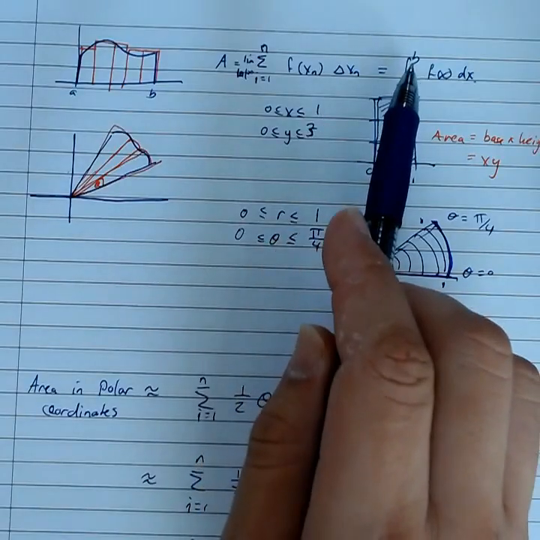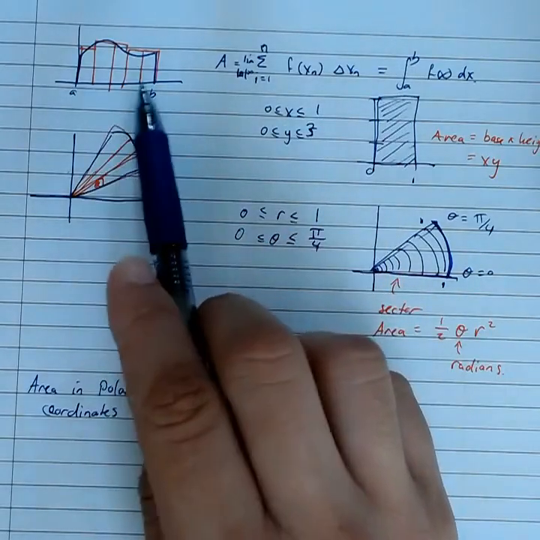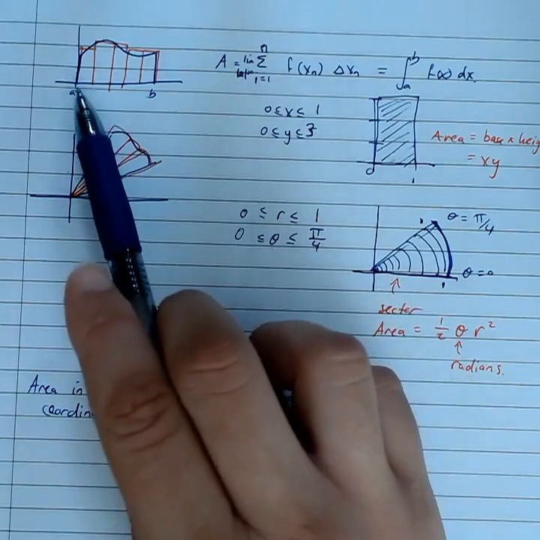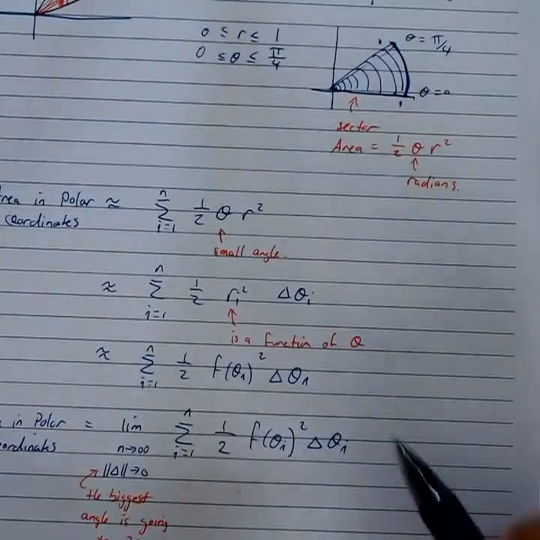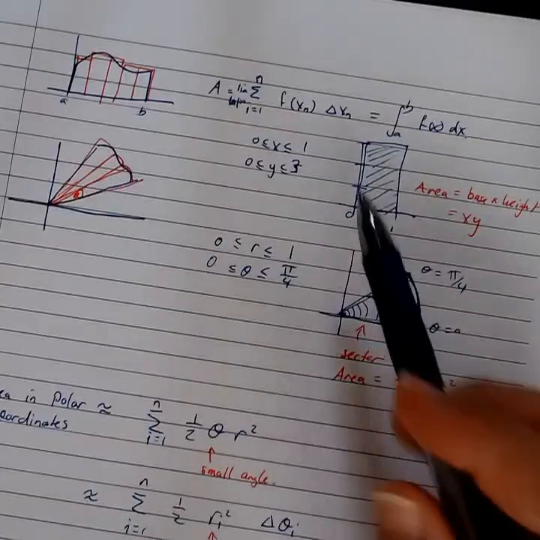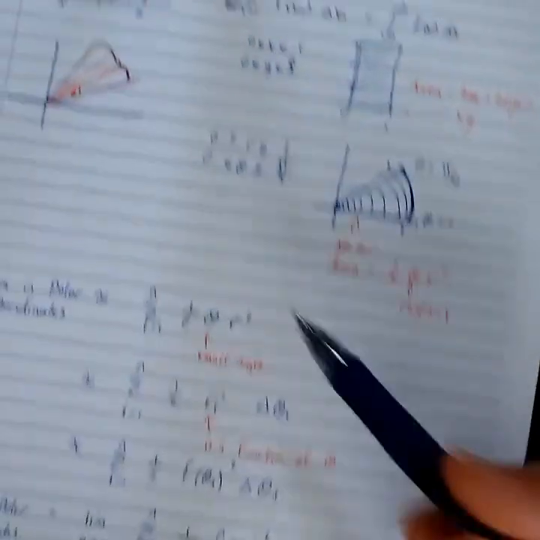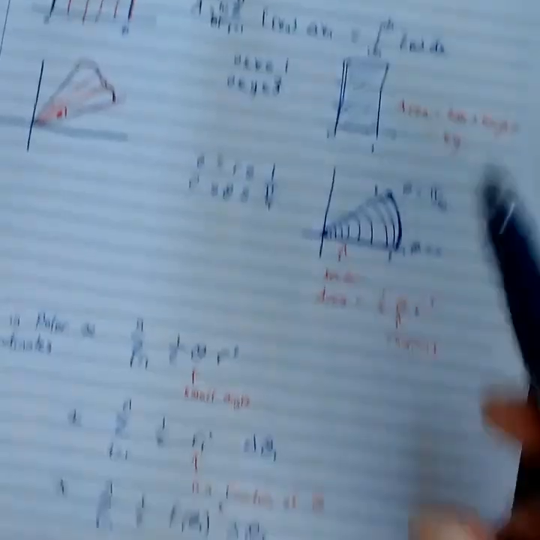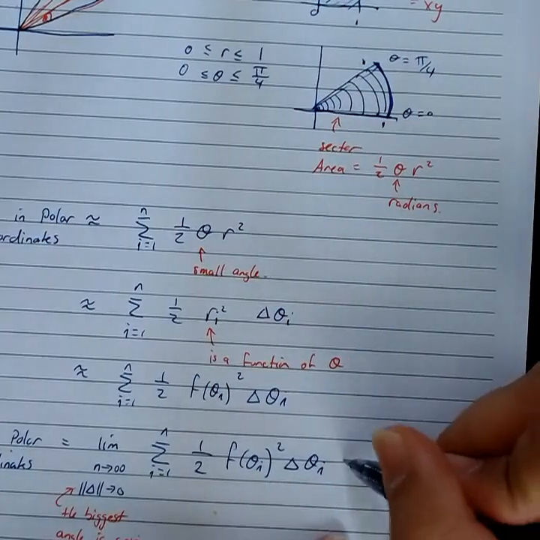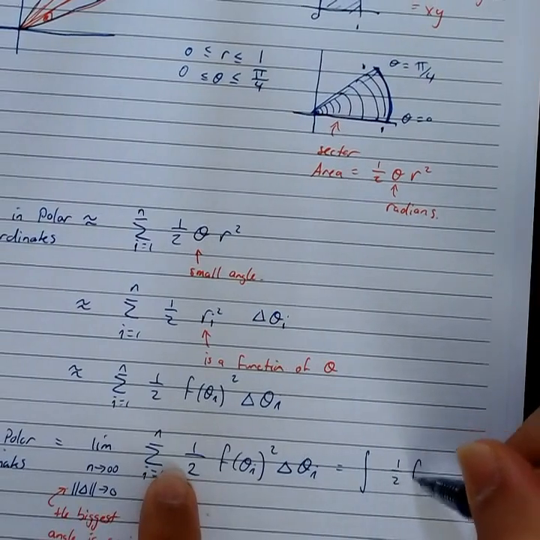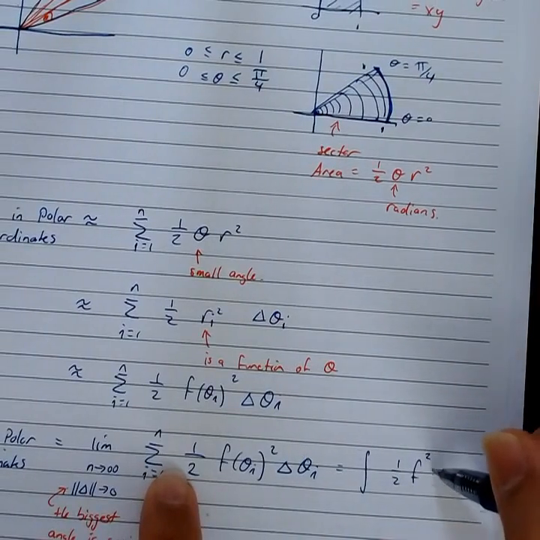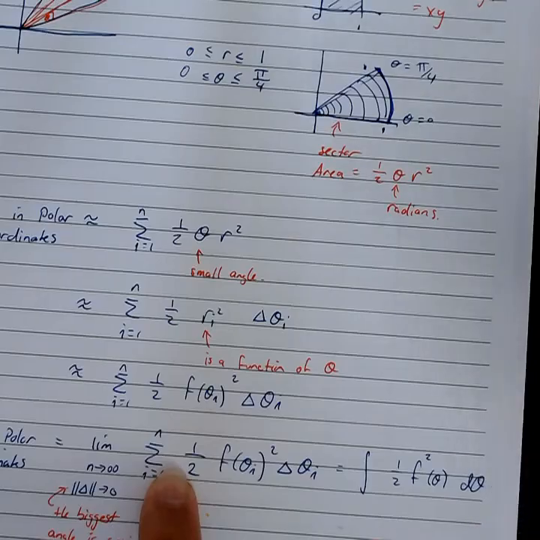And our boundaries were given by the bounds on that delta x, namely from a to b. So over here, we're going to mirror that. We're going to say, okay, well now it's not delta x, it's delta theta. So instead of a differential with respect to x, we'll have a differential with respect to theta. So this is the integral of 1/2 f squared of theta d theta.